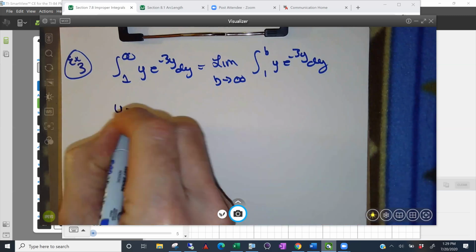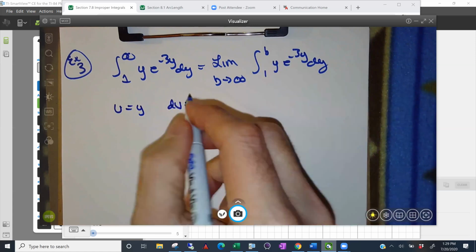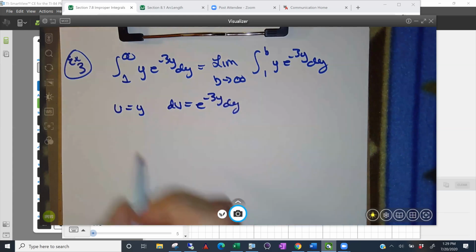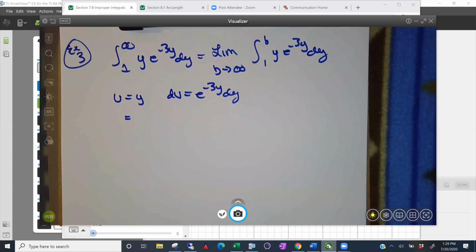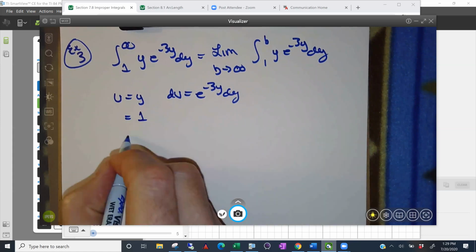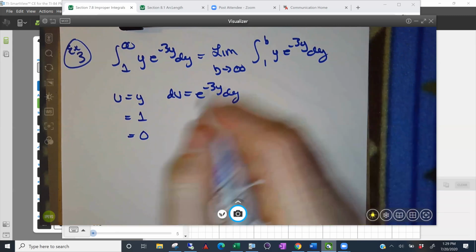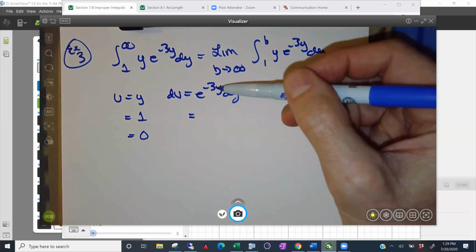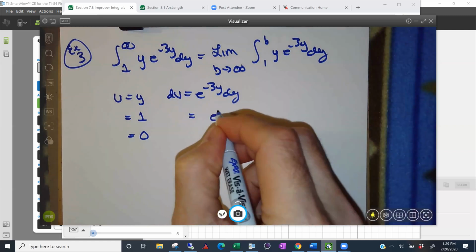We're going to let u equal y. dv is going to be e to the negative 3y dy. We want to differentiate this. And mercifully, it's going to be a short list, right? Derivative here is going to be 1 and then 0. So I only need 2 more iterations of this as well. If I integrate this, I'm going to get e to the negative 3y.